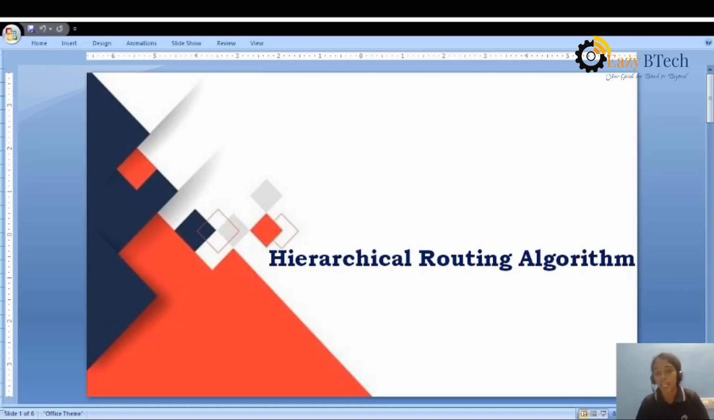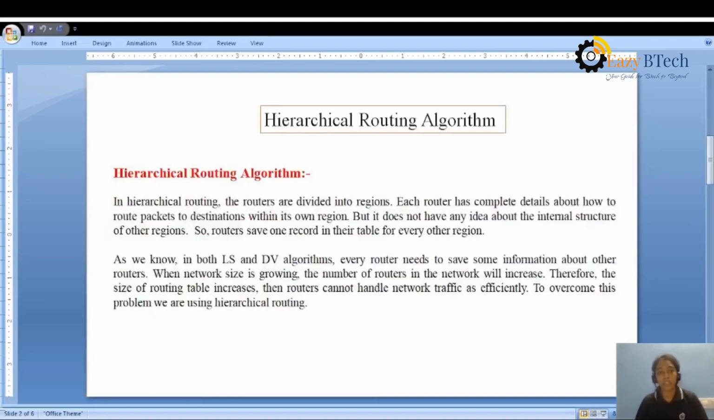What is meant by hierarchical routing algorithm? How will it be implemented in the network? How are the data packets passed from source to destination? In this routing algorithm, the routers are divided into regions. In other words, these regions are nothing but clusters.